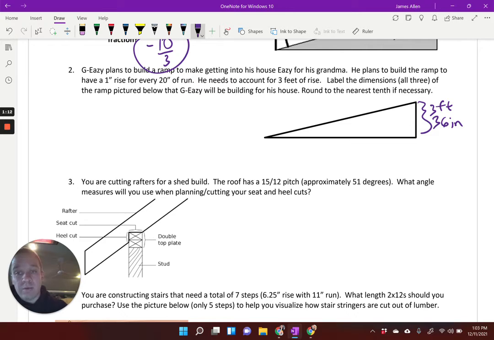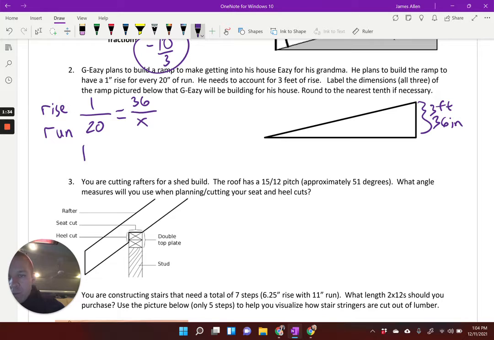We've already got 1, right? Now I need to figure out, how about this? 1-inch rise for every 20 inches of run. Do I know the rise or the run that I want? I do know the rise, which is 36 inches. And then I can figure out my run by, how about cross multiplication?